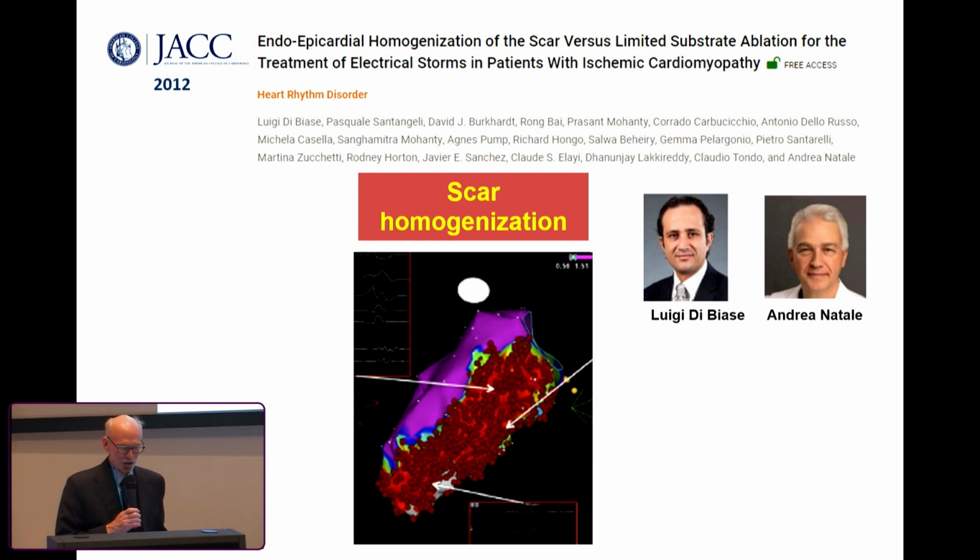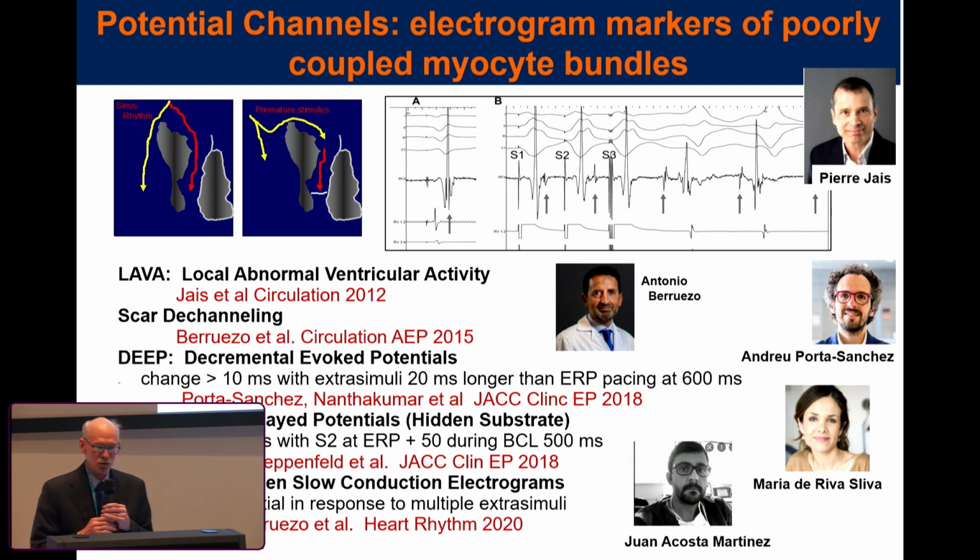That has led to the substrate type of ablation approach, and one can take the approach of painting the low voltage area red, as was reported by Luigi Di Biasi and Andrea Natali, or a more refined approach of trying to identify critical channels within the scar that's been elegantly demonstrated by a number of investigators, Pierre Jaïs coining the term LAVA, local abnormal ventricular activity, Antonio Berruezo with scar dechanneling, and others evoked delayed potentials and identifying hidden substrate and hidden slow conduction electrograms.